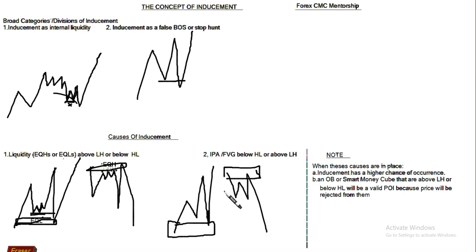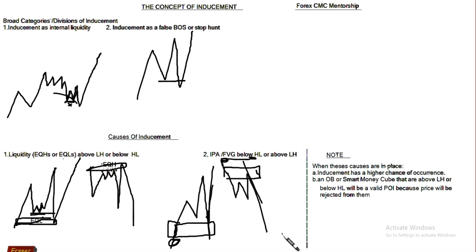Now, it's the same thing with this. When you see that there is an imbalance here, then let's say below the imbalance, you now have an order block, that will be a very good rejection point. Same thing here. If you have another order block above this level, that will be a very good rejection point to take your trade.